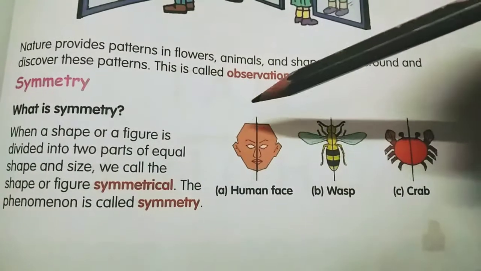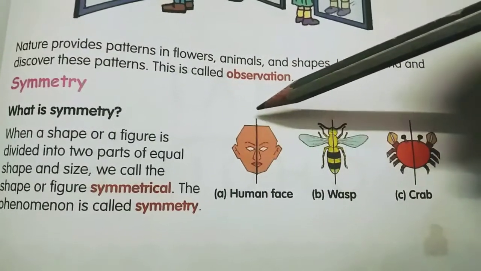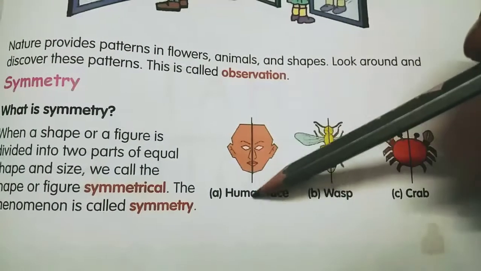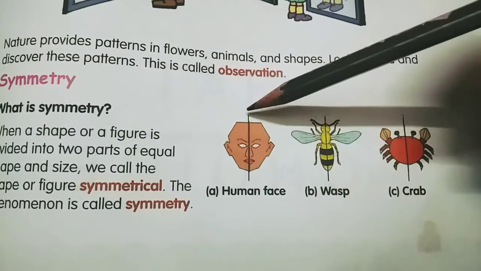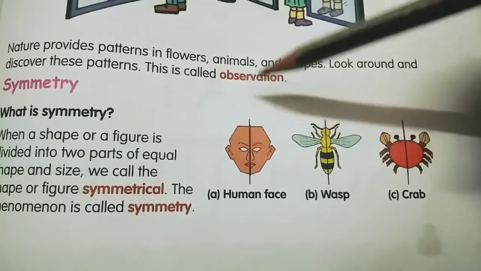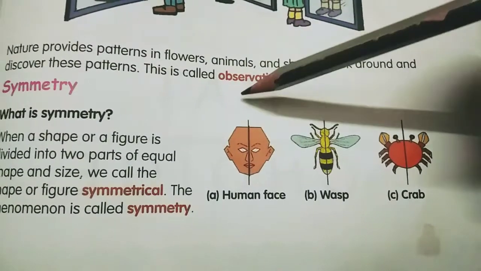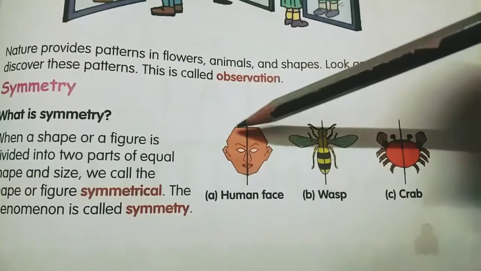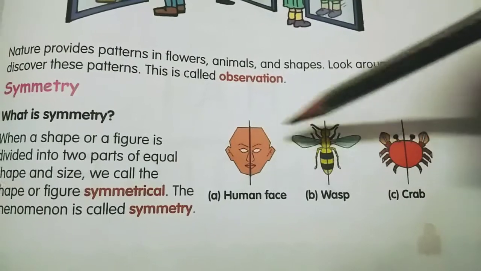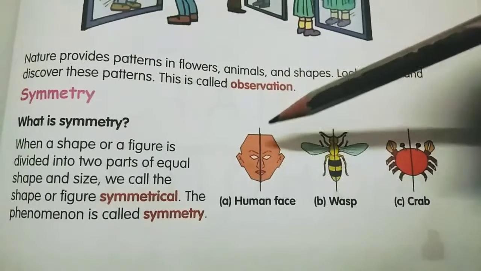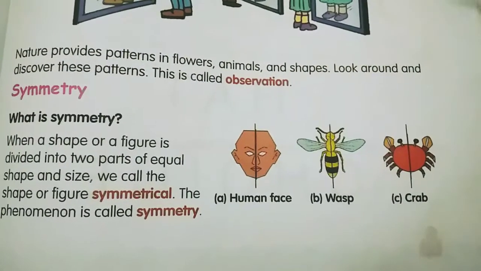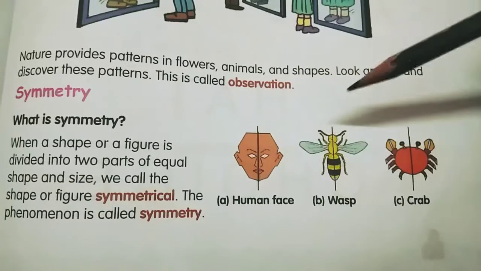So how can you get the symmetry? That is the question. By dividing any figure with a line, from the middle of it. So when you divide any figure or shape from the middle of it, if you get equal shape and size, then that figure is a symmetrical figure, and that phenomenon is symmetry.